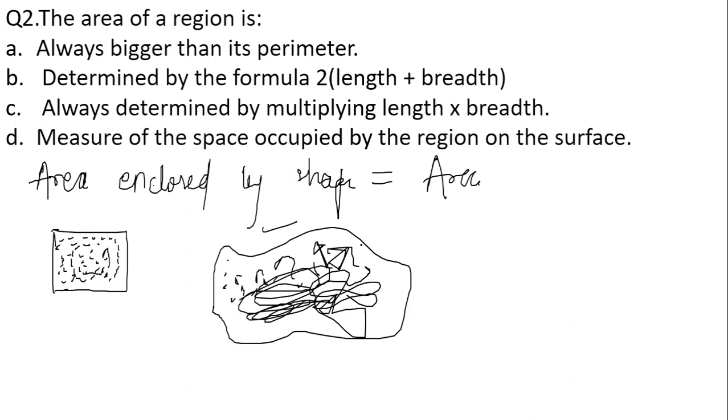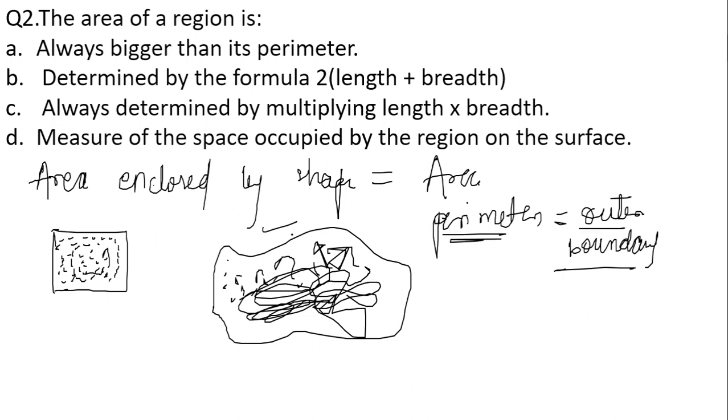Now what does the perimeter talk about? The perimeter means the outer boundary of any shape. In simple language, we can say that the perimeter is nothing but the outer boundary. For this given shape, this is the boundary. So this particular boundary is nothing but the perimeter. This is the perimeter for the given shape. This whole outer boundary of the shape is the perimeter.